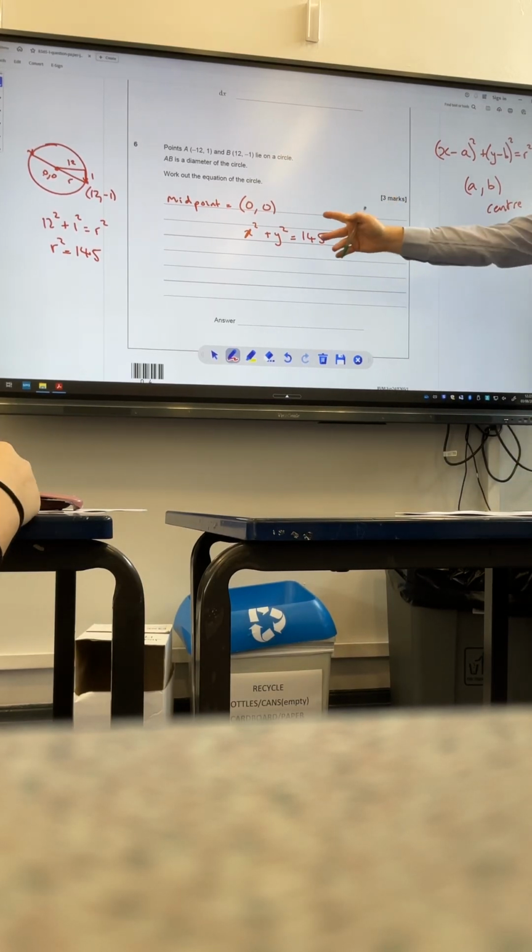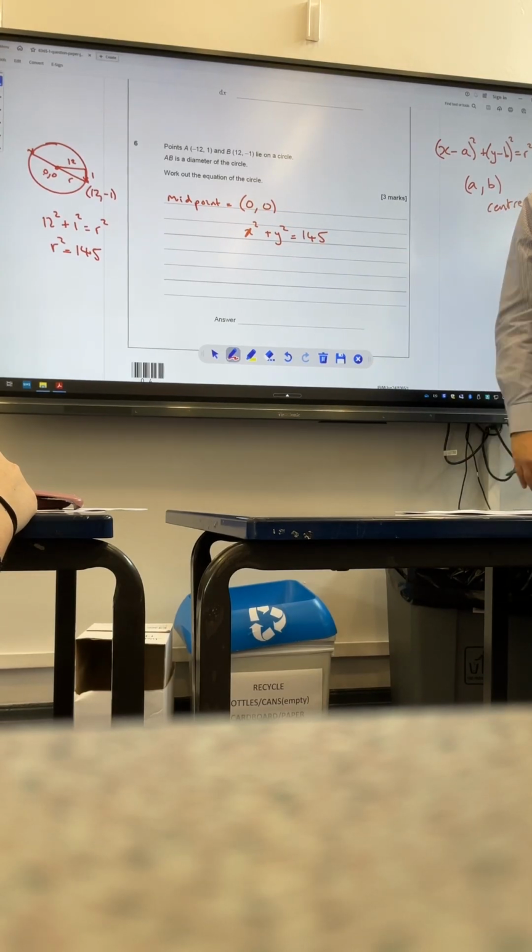So that's why when it's 0, 0, that's GCSE. When it's not 0, 0, that's when it becomes further maths.